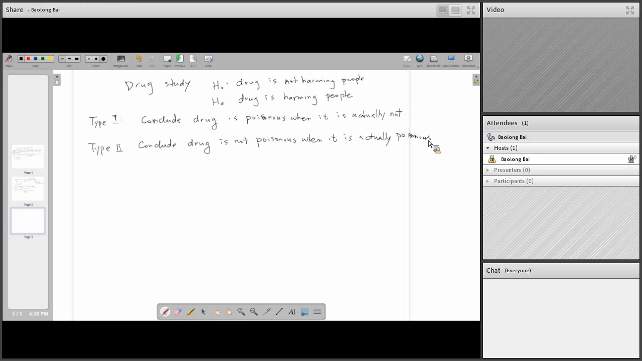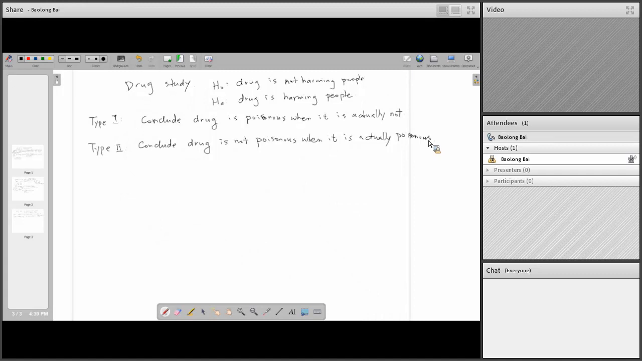Then, which one is more important to you? You need to think about the consequence, right? If the drug is poisonous and you conclude it's poisonous when it's actually not, what's going to happen? What's going to be the consequence? The drug is going to be banned from production. It's not going to be sold on the market, right? Then, if you conclude the drug is not poisonous, so it can be produced, but what's the consequence when it's actually poisonous? It will harm people, it could kill people, right?